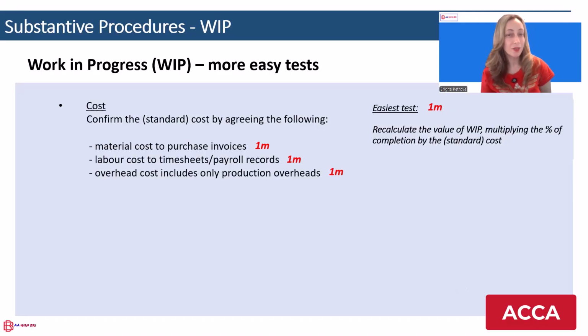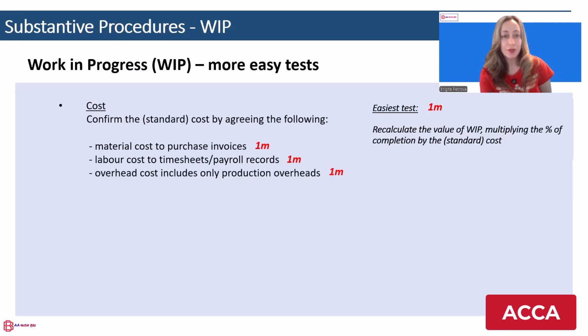As you can see, confirming each one of those 3 elements gives us 1 mark. And we already have 4 marks. So if that's your requirement, substantive procedures on WIP for 4 marks, you're done. If it's for more, then okay, I'll give you another couple of options, which are also easy, just because you want to be prepared, or just because you can't get enough of it, I don't know.